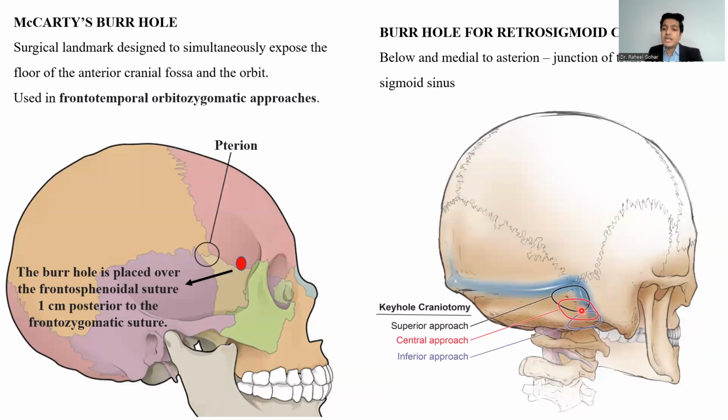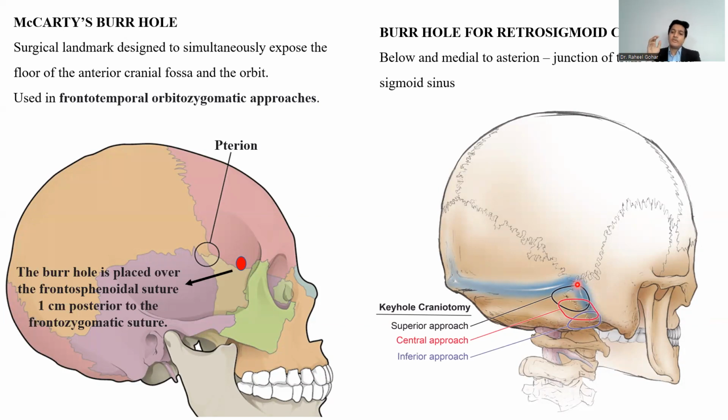Now, asterion, I have already discussed the asterion. This is the point here where three sutures are meeting. One is the lambdoid suture, one is the parieto-mastoid suture, one is the occipito-mastoid suture. So this point is known as the asterion. It is of significance that the transverse sinus and the sigmoid sinus meet at this point.